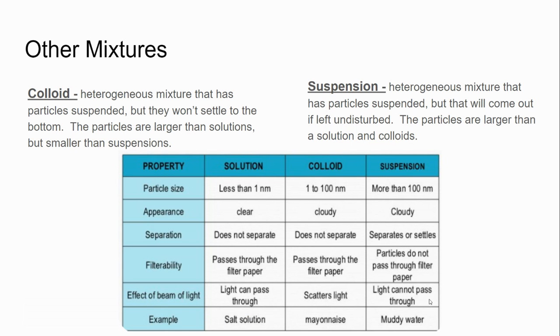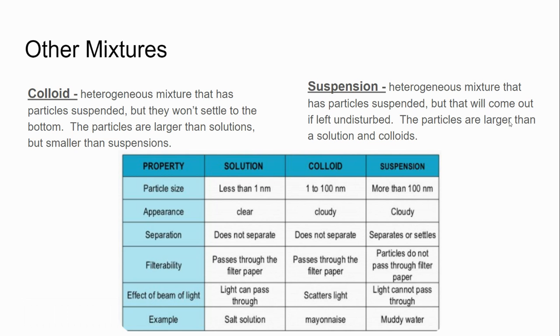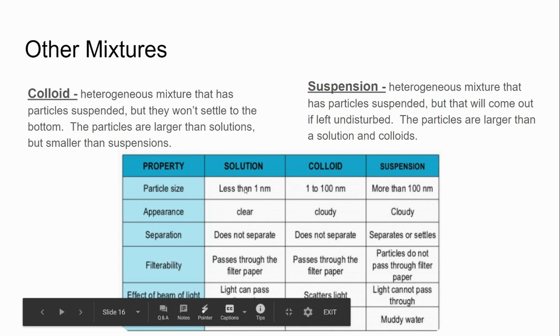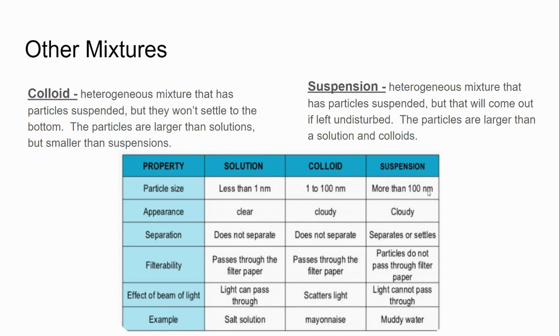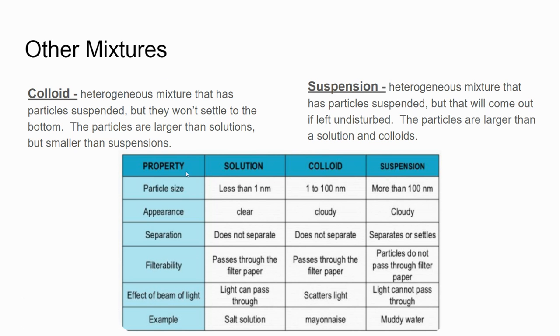So a suspension is a heterogeneous mixture that is particles suspended but will come out of solution if left undisturbed. Okay, so if you let it sit for long enough, it'll become two parts. And really it all has to do with the particle size. So solutions have the smallest, colloids somewhere in the middle, and suspensions have the largest particles. So this little chart kind of helps a lot to distinguish the difference between solution, colloid, and suspension. Okay.